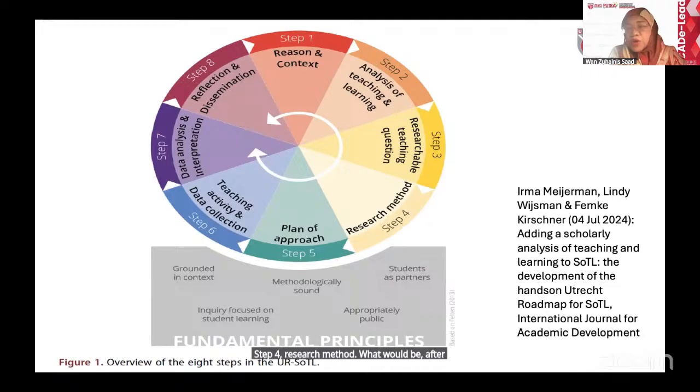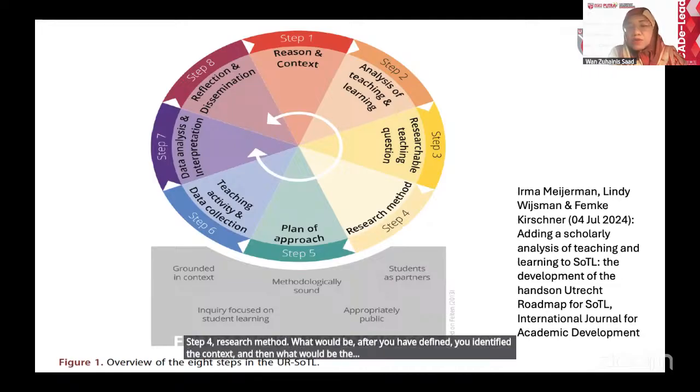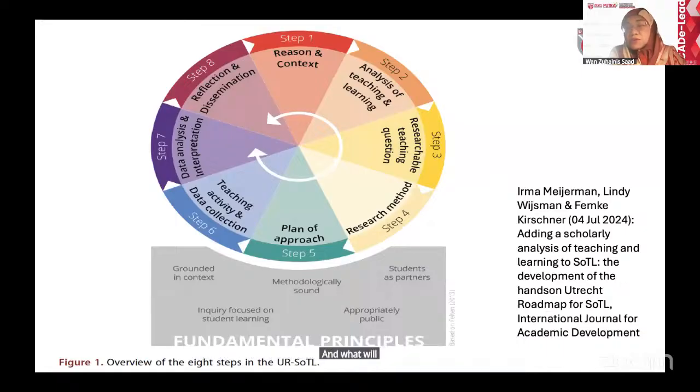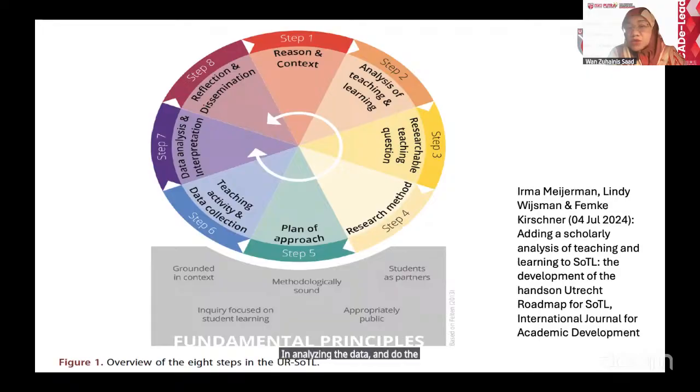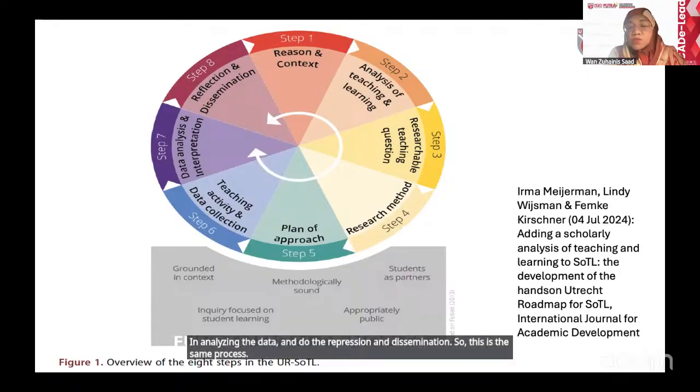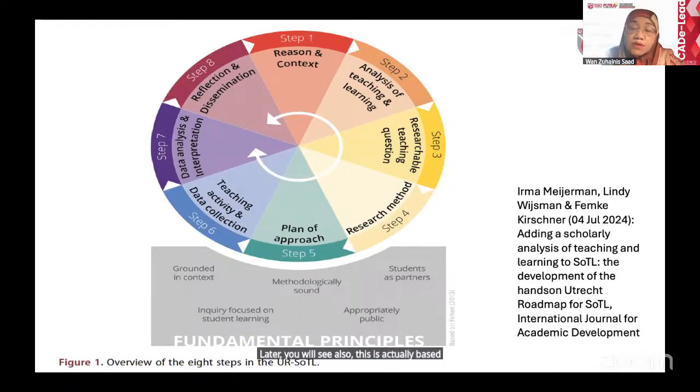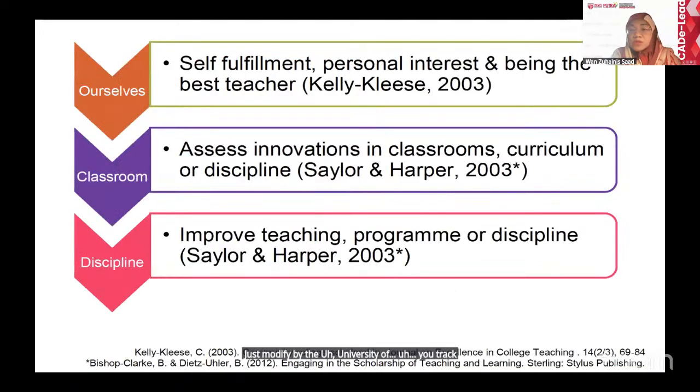After you have defined and identified the context, and then what will be the research question, and what would be the research method that is suitable, then you start planning for the approach. That's where you proceed with your learning activities, teaching activities. At the same time, collecting data and analyzing the data, and doing the reflection and dissemination. So it's the same process. Later you will see also, this is actually based on the 2013 process, just modified by the University of Utrecht Center for Teaching and Learning.